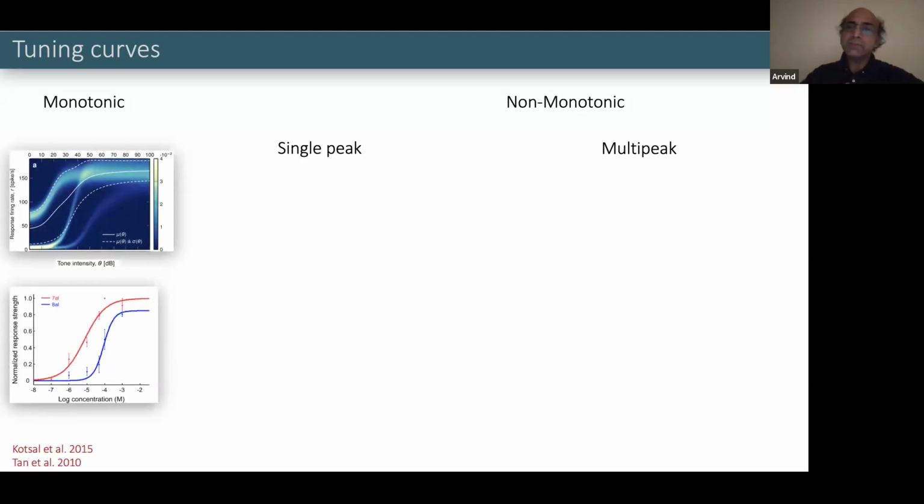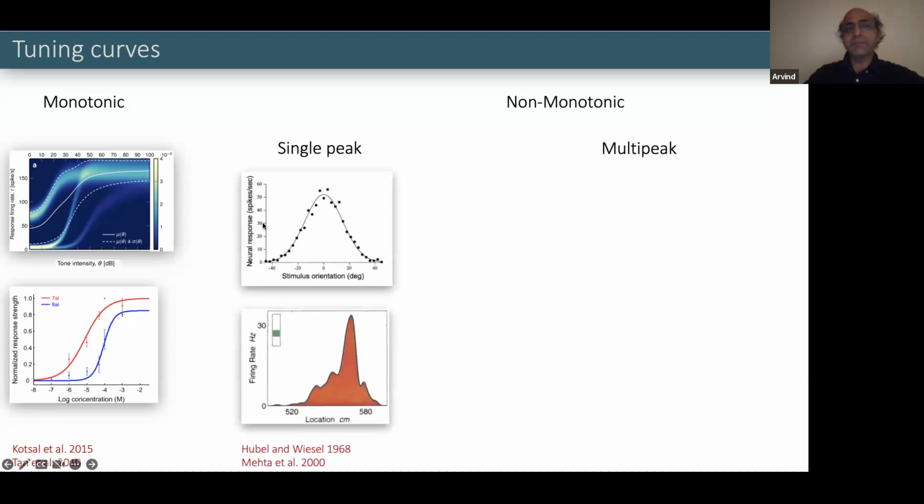But if we stick to just early vision or early sensation, then we have largely 2 classes of tuning curves. You could say monotonic tuning curves. For instance, here, this would be an example for olfaction. So some odorant is presented, and you have the sigmoid curve. A similar thing could be there for sound, for instance. So you can get these sigmoid-like tuning curves.